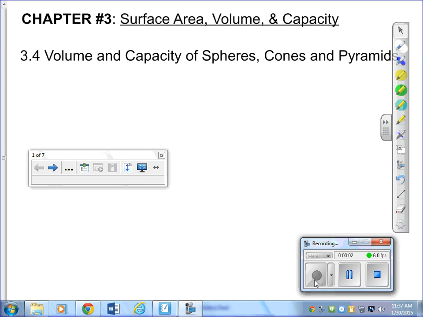Well, the last part of chapter 3 continues with where we left off in the previous section, which is finding the volume and the capacity. This time we're going to look more at spheres and cones, and then also pyramids.